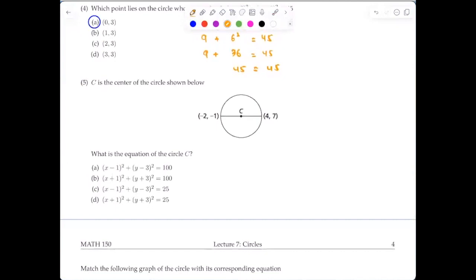Now, number 5. What is the equation of the circle C? How many of you get this question already? C? Don't think so. Check. C. How many of you know how to do? All right. Except you, Manny.